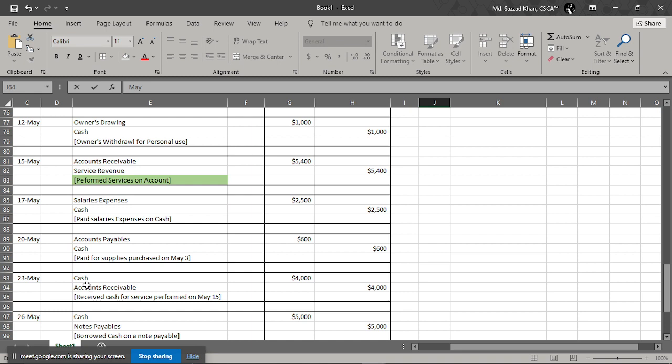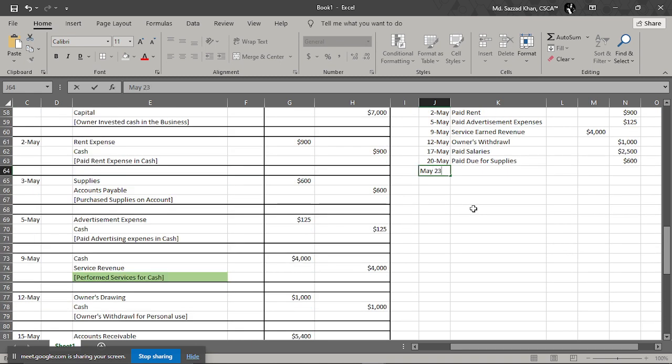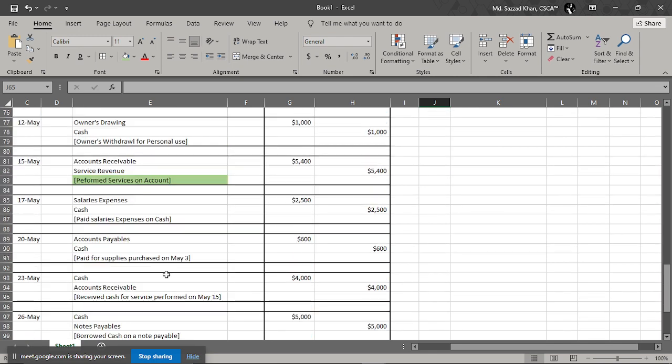May 23rd. Okay. Do we see cash? Yes, there's a cash. So we write May 23rd. What happened to the cash? Let us see. Here we can see cash was debited. On May 15th, I performed an unearned revenue, which means I have provided a service, but on account. I hadn't received the payment yet. So now I have received it.